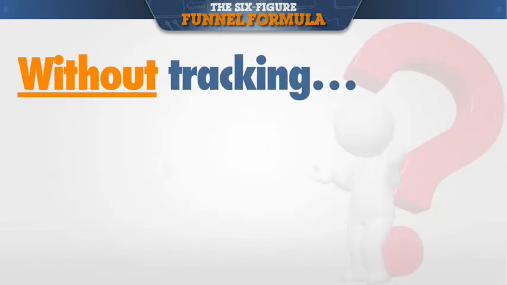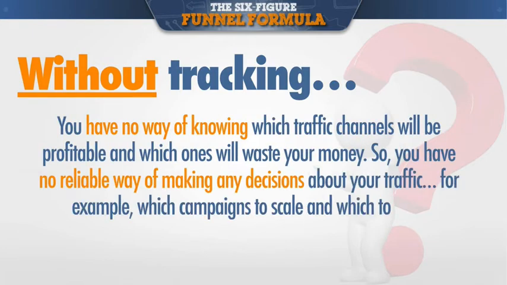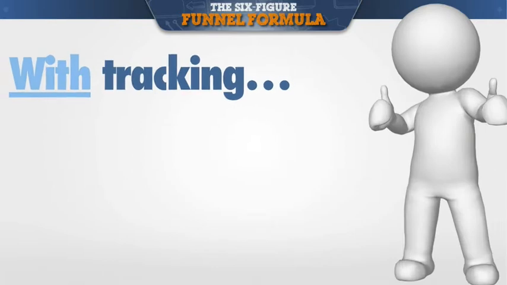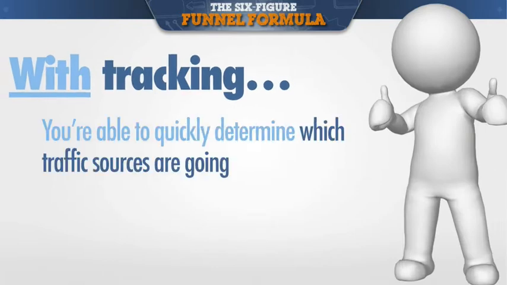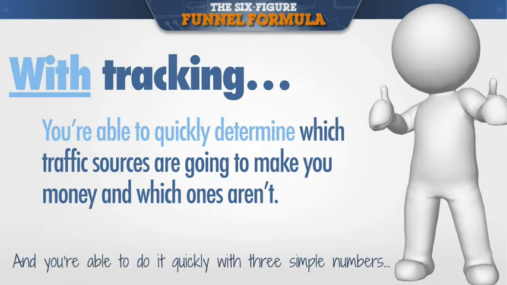Now, without tracking, you have no way of knowing which traffic channels will be profitable and which ones will waste your money. So you have no scientific, no reliable way of making any decisions about your traffic. For example, which campaigns to scale and which to stop. Now, when you are tracking properly, you're able to quickly determine which traffic sources are going to make you money and which ones aren't. And you're able to do it quickly with 3 simple numbers.